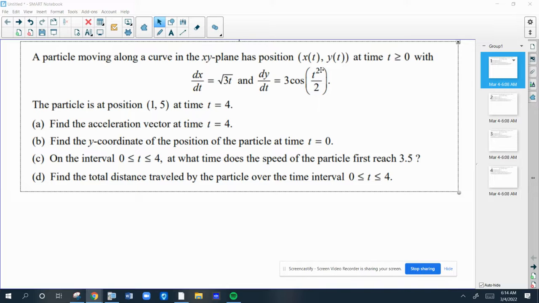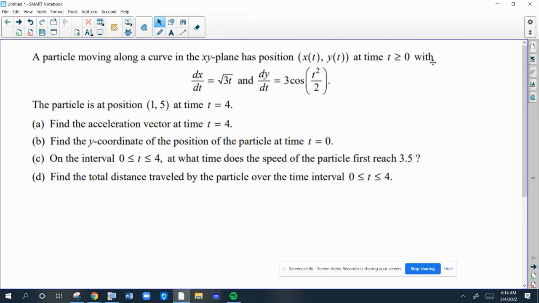All right, here's a curvilinear motion question. There's four parts, and here we go. So we have a particle defined by the positions x comma t, y comma t. That's their position vector, and we're given the derivatives. So we're really given the velocity vector there. So the first question is, find the acceleration at t equals 4.